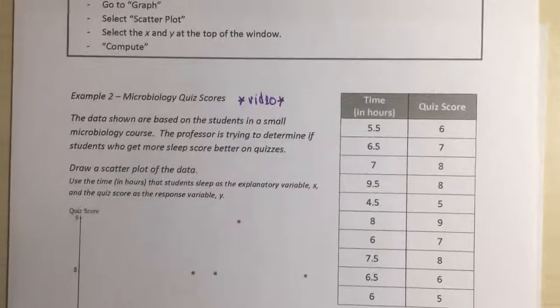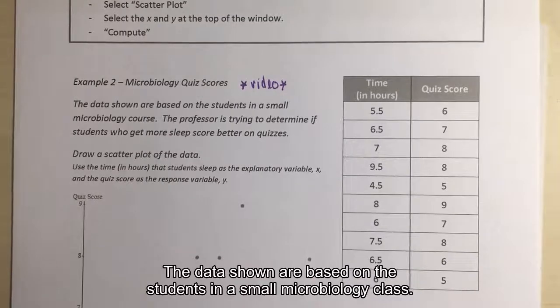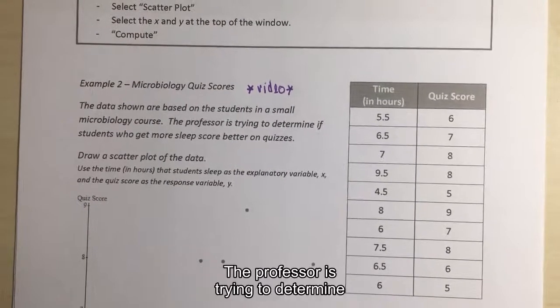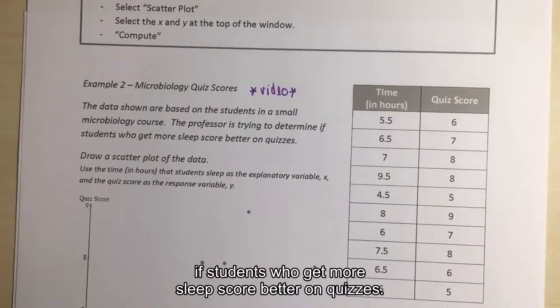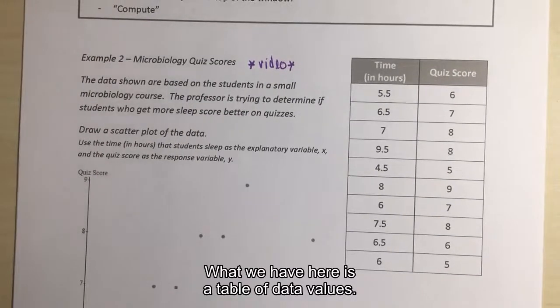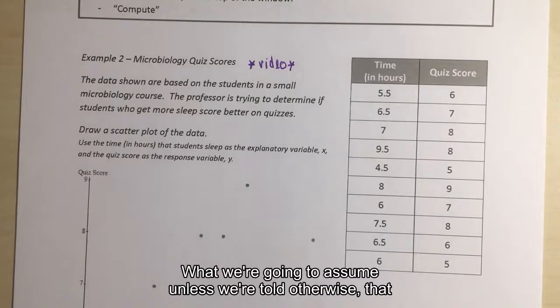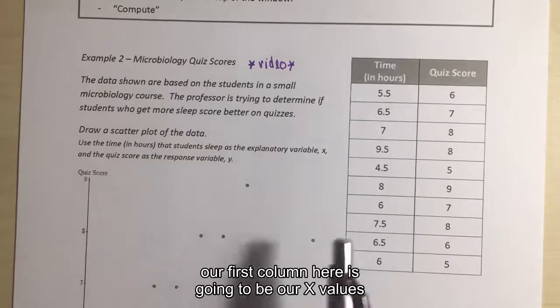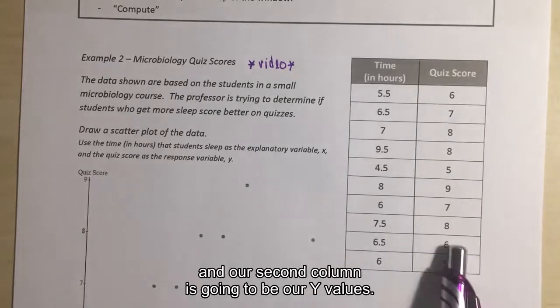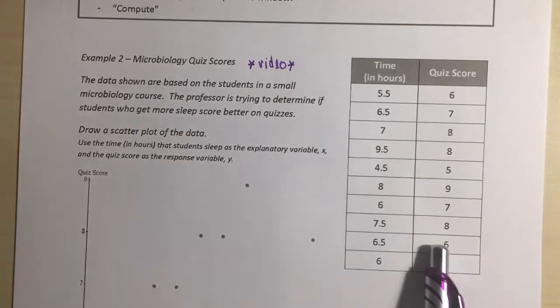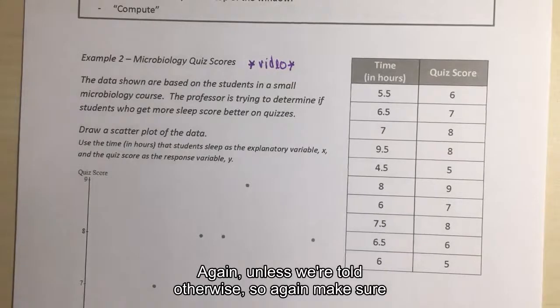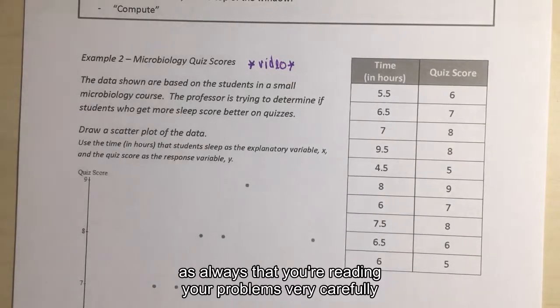The data shown are based on the students in a small microbiology class. The professor is trying to determine if students who get more sleep score better on quizzes. So what we have here is a table of data values. We're going to assume, unless we're told otherwise, that our first column here is going to be our x values and our second column is going to be our y values. Again, make sure as always that you're reading your problems very carefully.